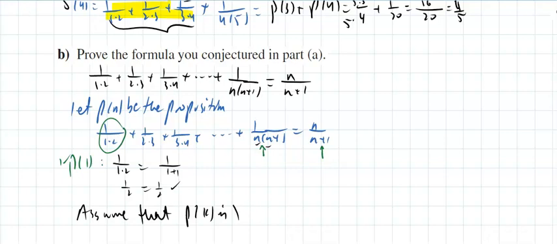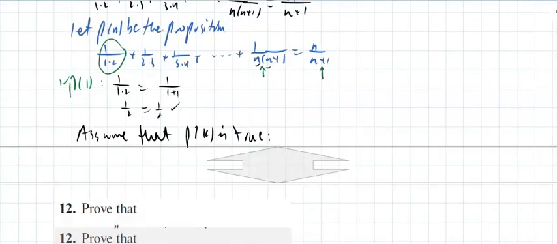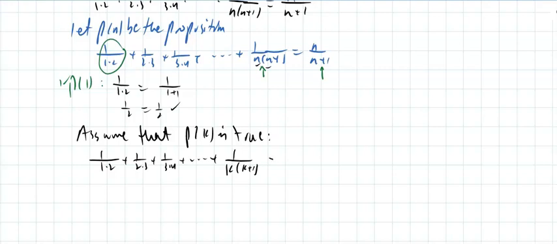P of k is true. What does that mean? If P of k is true, that means 1 over 1 times 2 plus 1 over 2 times 3 plus 1 over 3 times 4 plus 1 over k into k plus 1 equals k over k plus 1. That's the assumption.